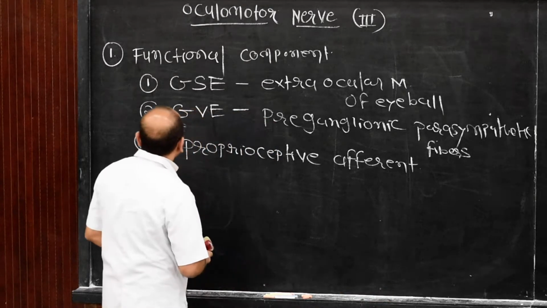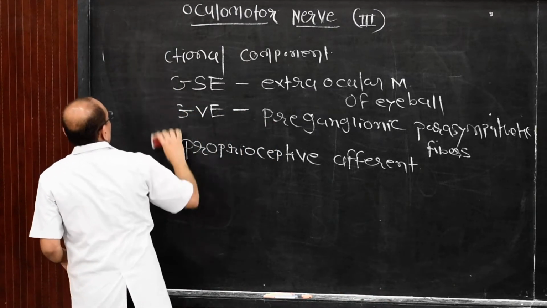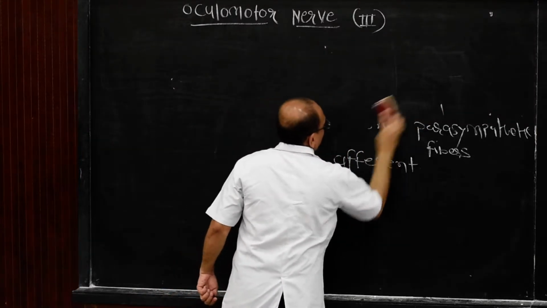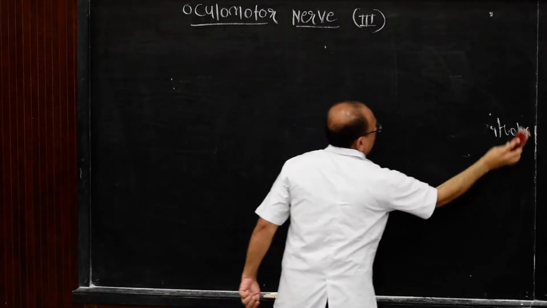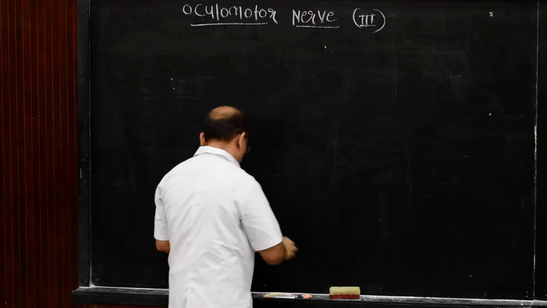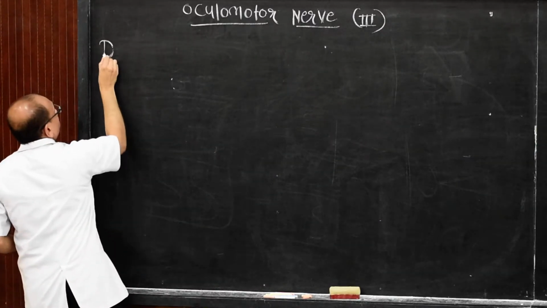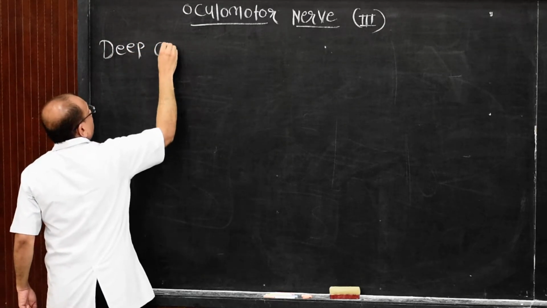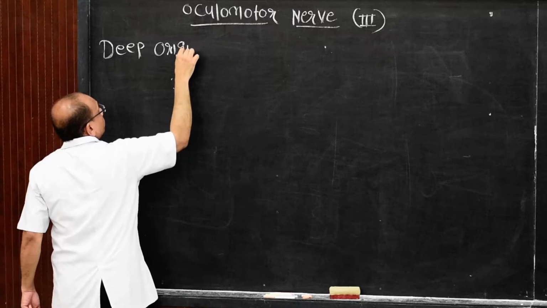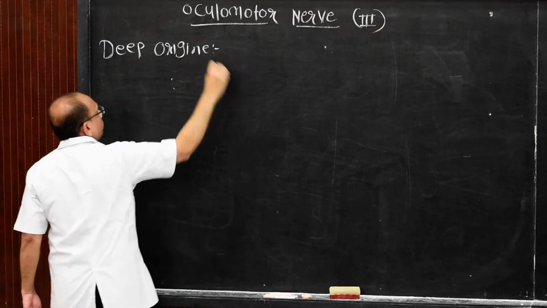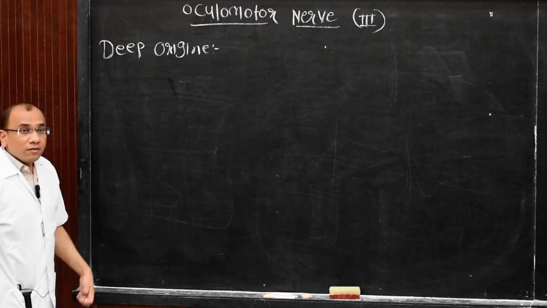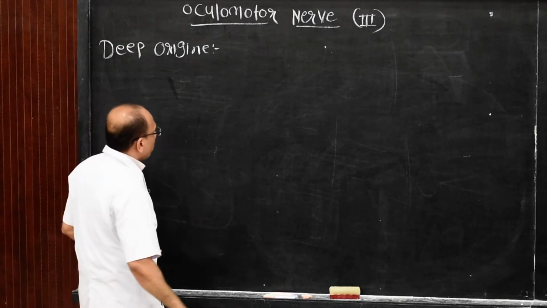Now the second point we will discuss is the deep origin of the oculomotor nerve. The nucleus of the oculomotor nerve is situated at the midbrain. Let me draw a diagram for better understanding.